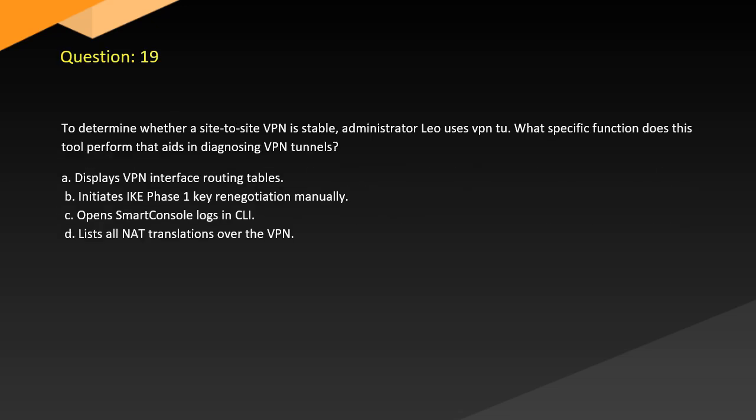Question 19. To determine whether a site-to-site VPN is stable, Administrator Leo uses vpn tu. What specific function does this tool perform that aids in diagnosing VPN tunnels? A. Displays VPN interface routing tables. B. Initiates IKE phase 1 key renegotiation manually. C. Opens SmartConsole logs in CLI. D. Lists all NAT translations over the VPN.